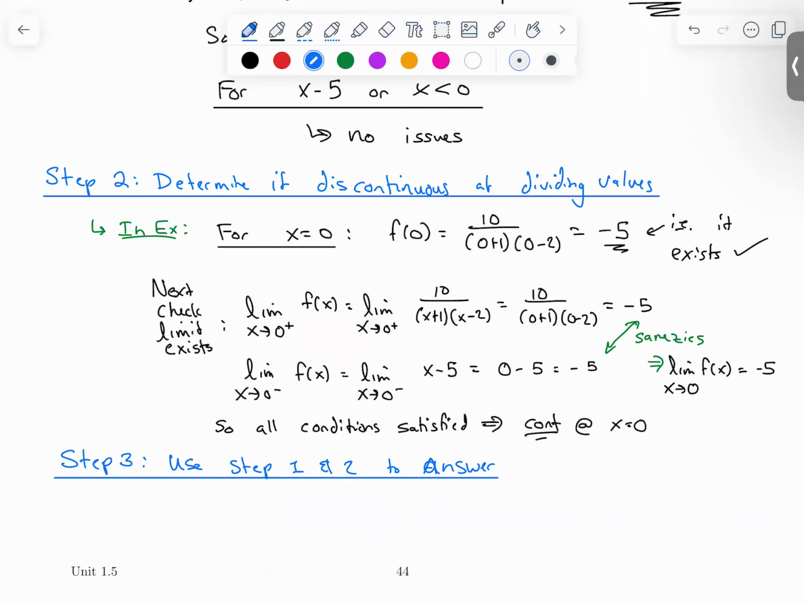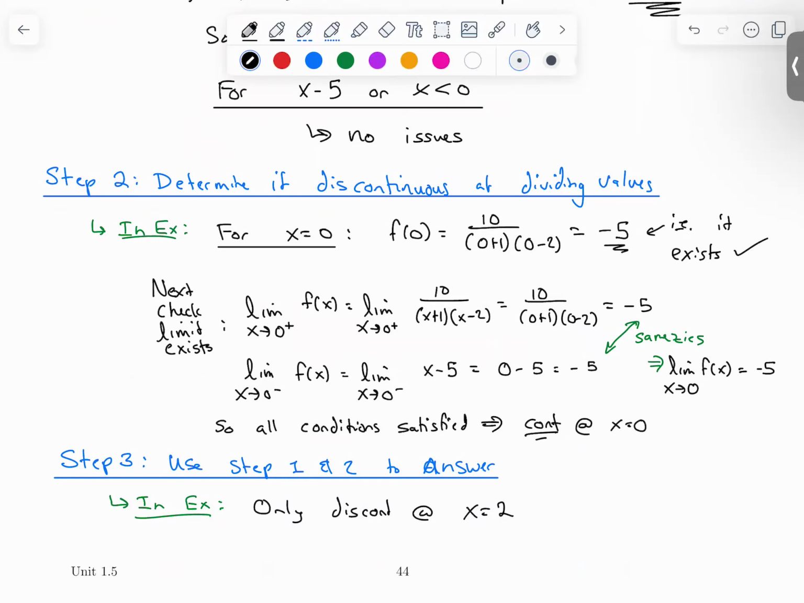Awesome. So use step 1 and 2 to figure out your answer. In the example, only discontinuous at x equals 2. Now the question is, is that the answer? Because the question can change. Some questions might ask you to find the intervals of continuity. Some might ask you to find the points of discontinuity. So this question was asking us to find the intervals of continuity.